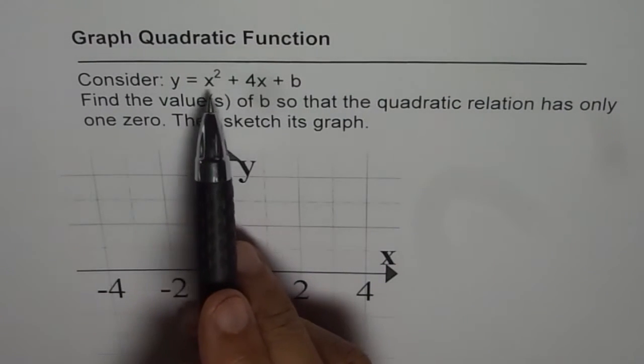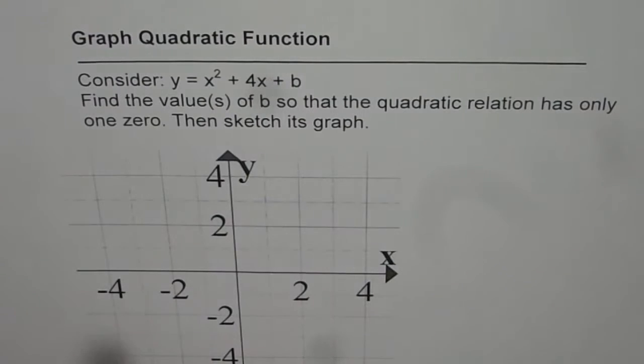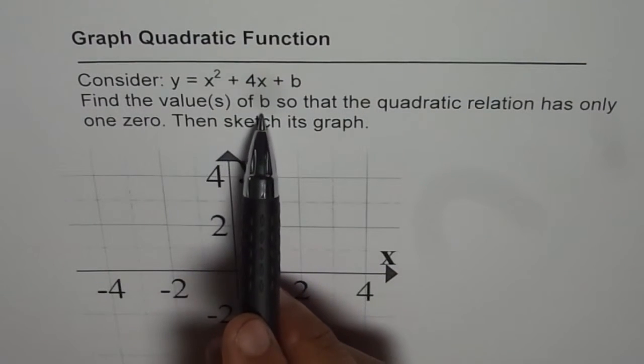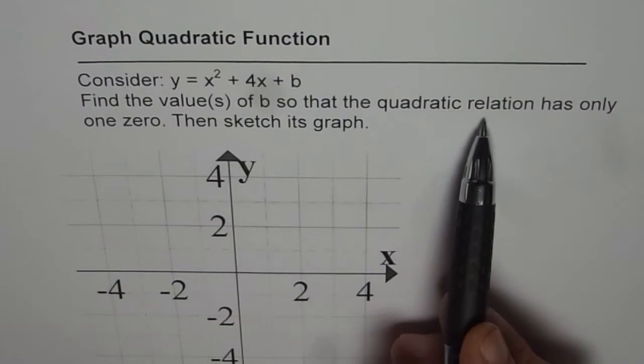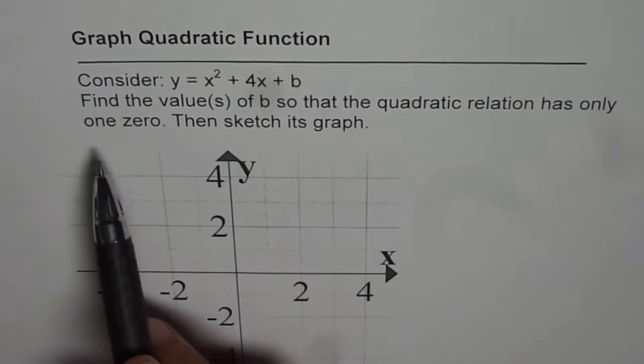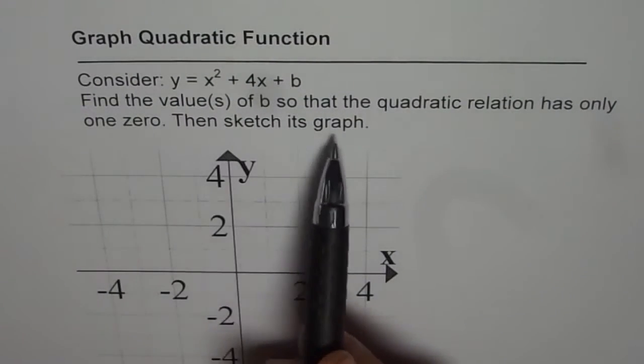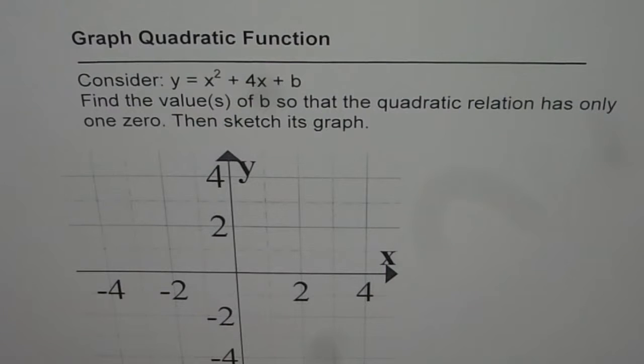Consider y equals x squared plus 4x plus b. Find the values of b so that the quadratic relation has only one zero. Then sketch its graph. You can pause the video, answer the question, and then look into my suggestion.